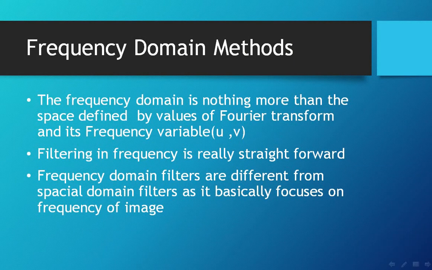Let us say the definition about frequency domain methods. The frequency domain is nothing more than the space defined by the values of the Fourier transform and its frequency variables u, v. Filtering in frequency is really straightforward. Frequency domain filtering is different from spatial domain filtering as it basically focuses on the frequency of the image.